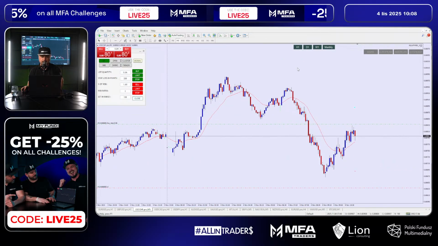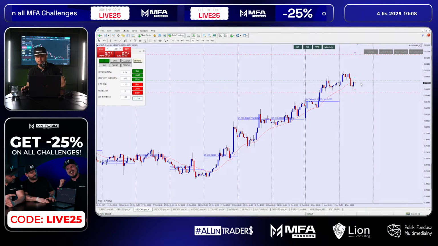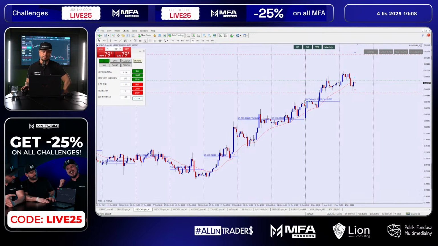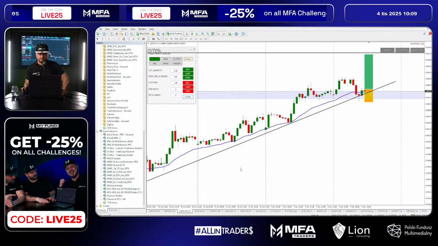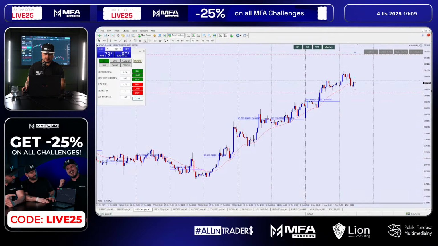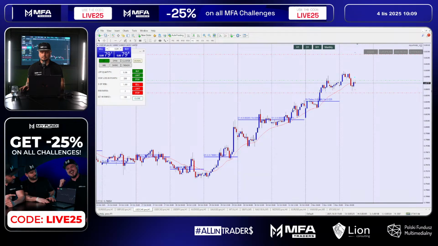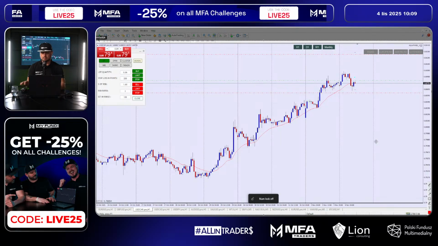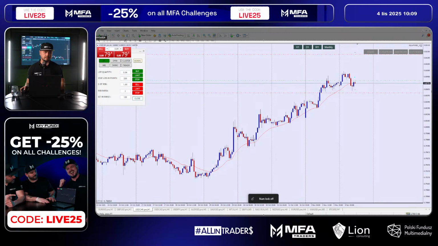Okay, so the order is set on USD CHF, a limit order, stop order. So if the price goes higher, the order will be activated. Stop loss is under the support and resistance zone, which we can see over here. So the trade is not open yet. Let me just make a screenshot. Okay, that is USD CHF.